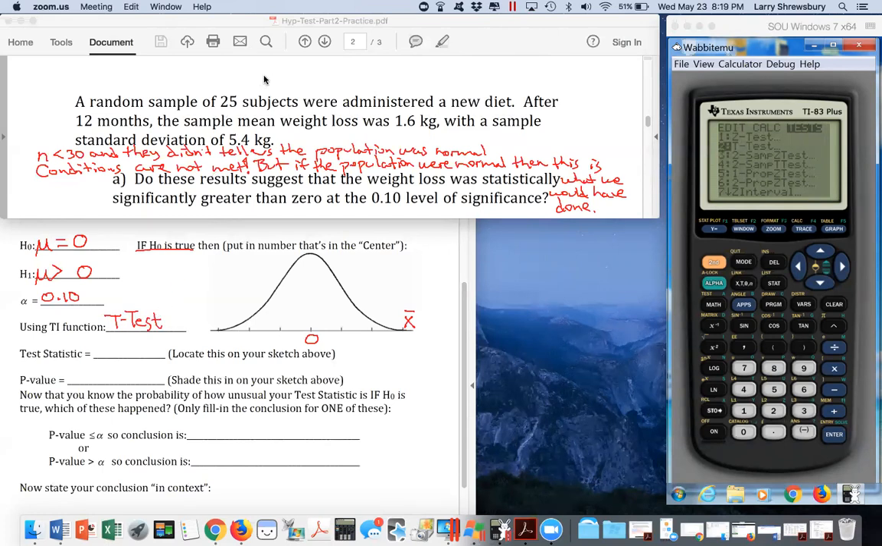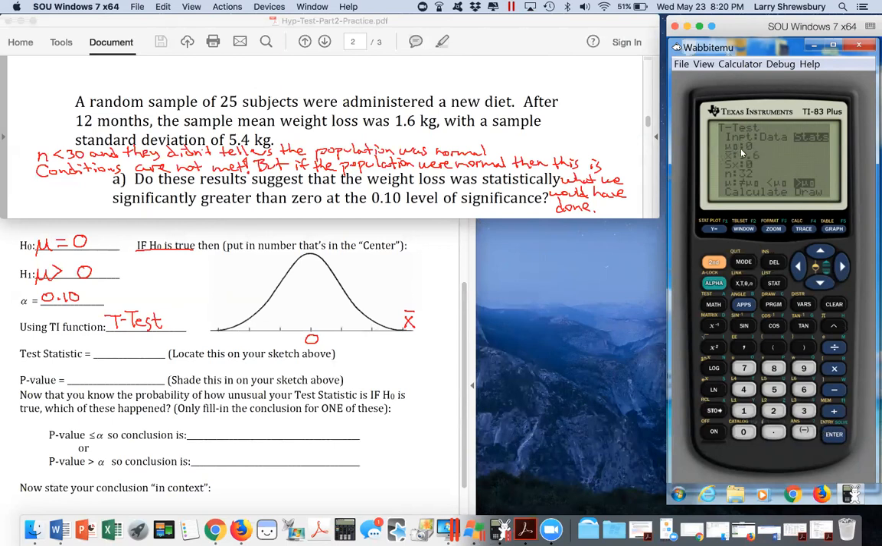Then let's just go on in there and fill in the prompts. It'll prompt us for what it needs. Now, I'll have to highlight stats and hit enter if it isn't already selected. So this is your hypothesized population mean. This you get from the hypotheses, that's the 0. And then your sample mean. Now our sample mean was the 1.6.